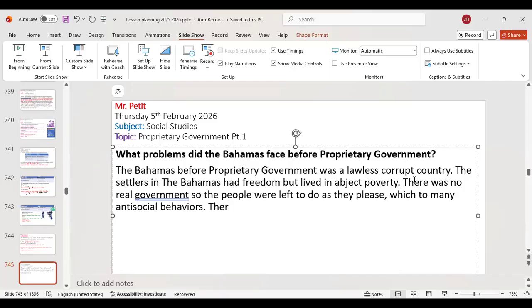There were no courts, no magistrate, no clergy, no regular clergy. No doctors, no teachers. So that means no school.